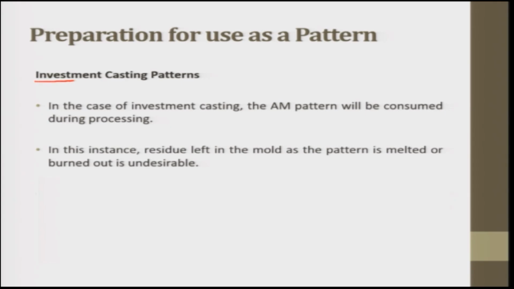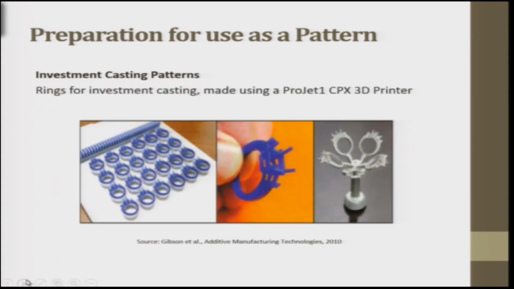Number one is investment casting patterns. In the case of investment casting, the additive manufacturing pattern will be consumed during processing. For this instance, residue left in the mold as the pattern is melted or burned out is undesirable. This is an example of investment casting patterns.